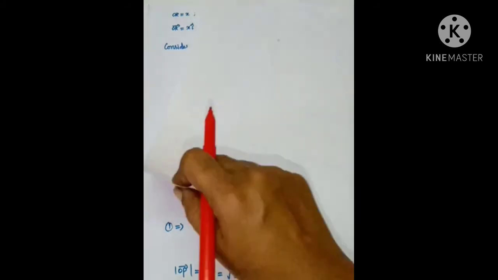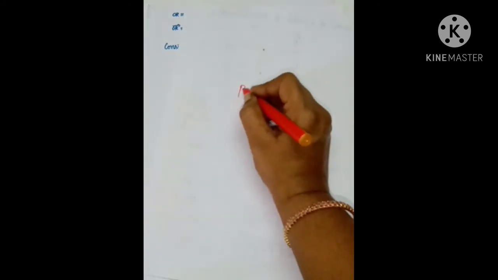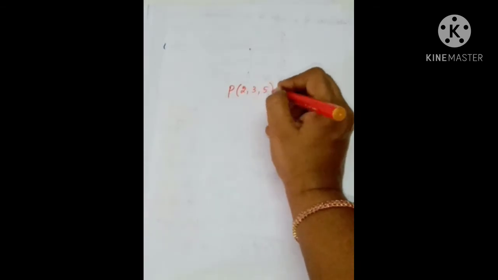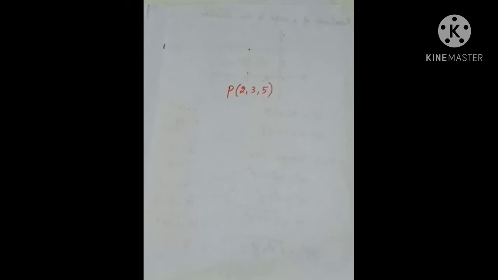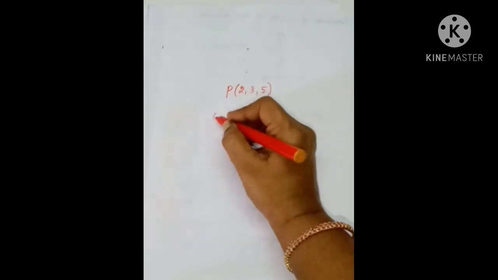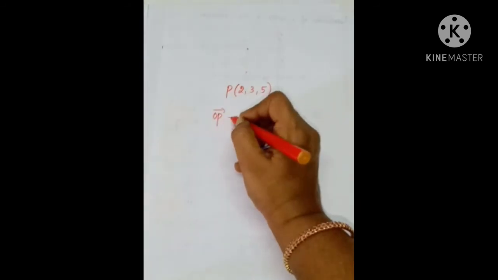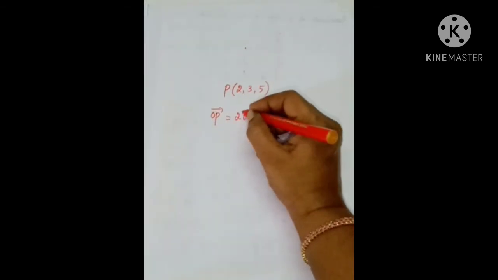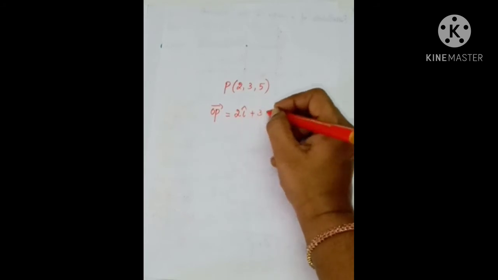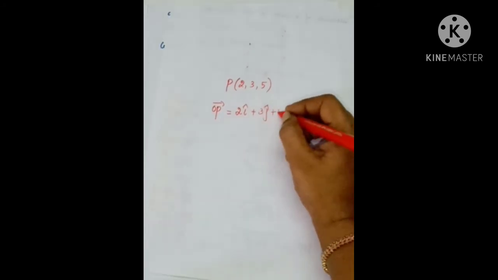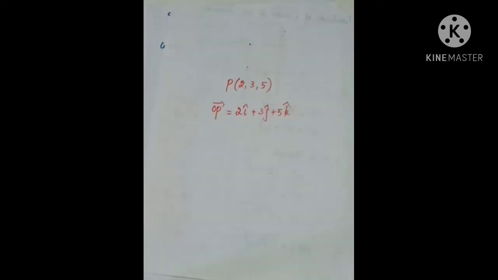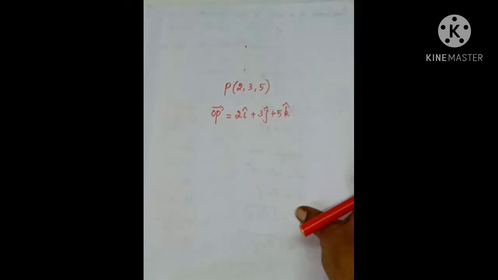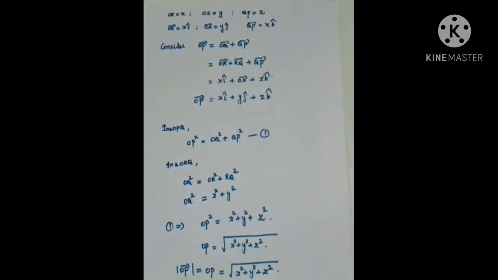Already I have said, in 2 dimensions we have seen, if P of 2, 3, 5 is the point in space, then we can write the OP vector, the position vector of P, as 2i cap plus 3j cap plus 5k cap. Previously we have seen this in 2 dimensions, now we are seeing it in 3 dimensions.